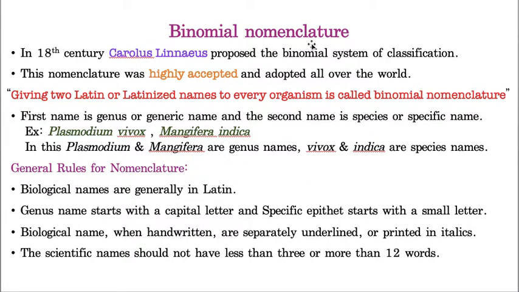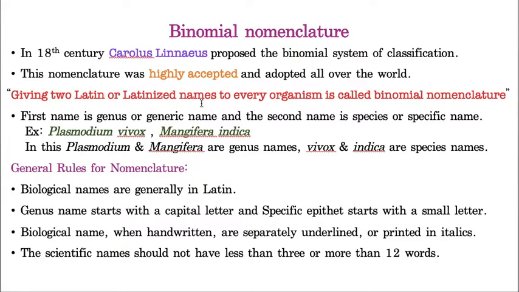But a small correction you need to note. Giving two names to every living organism is called binomial nomenclature. That is correct, but here you should give these names only from the Latin language. That is the reason why we give two Latin or Latinized names, because binomial nomenclature is a system of nomenclature which has a certain set of rules. You should not deviate from those rules.